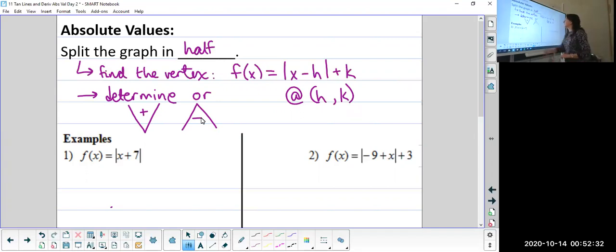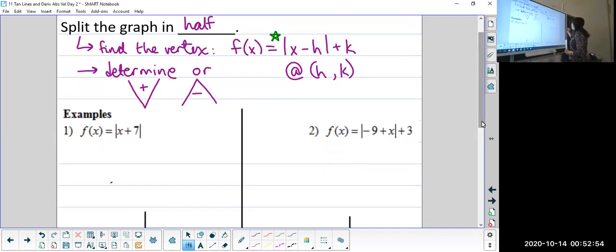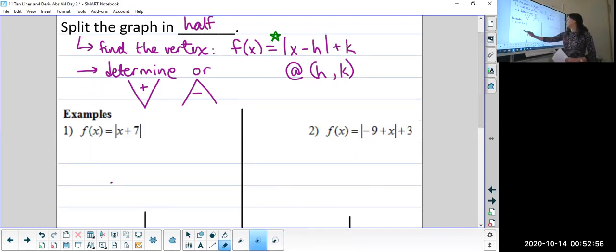Now, that positive or negative comes from the sign outside the absolute value. So that green star outside the absolute value is what tells me whether or not I will have a positive V or a negative A. So this is pretty straightforward. We are going to find where the graph splits by cutting it in half at its vertex, and then we're going to state the slopes of the linear functions on either side.